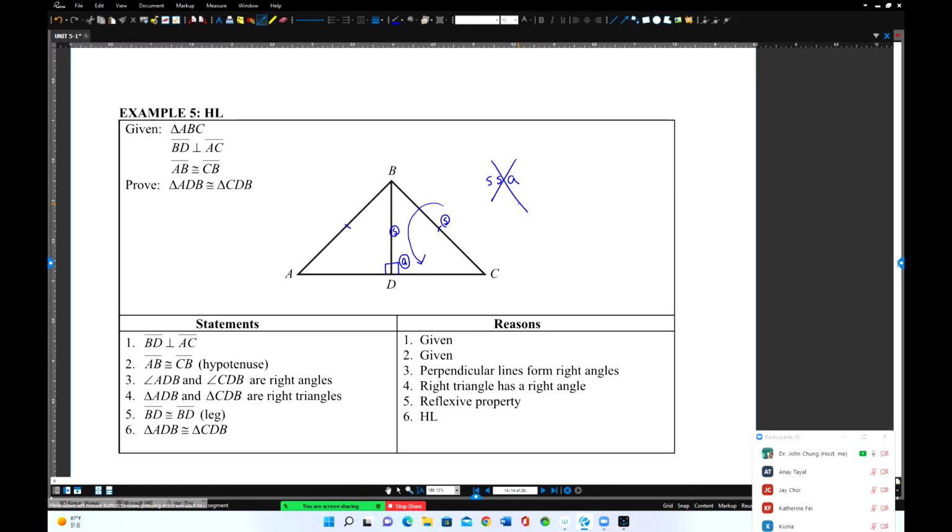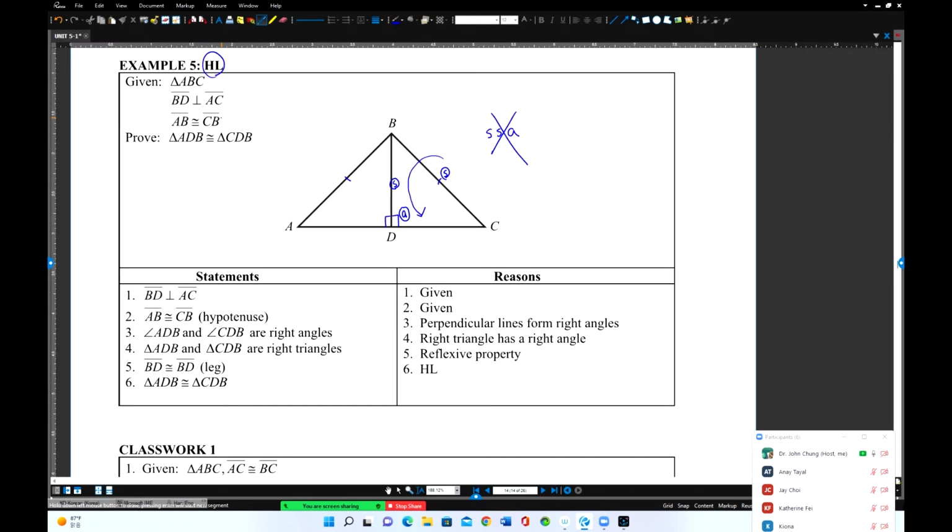That means we have to go the other way, because we have to prove these two triangles are right triangles first. After that, we can use hypotenuse leg. Okay, now take a look. BD perpendicular, this is given. One of the hypotenuses is given. I'm going to write down AB congruent to BC. Okay, one side, that's fine.